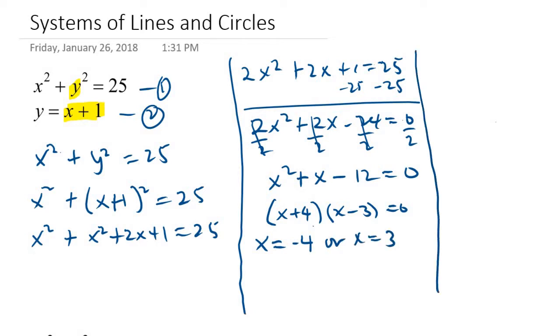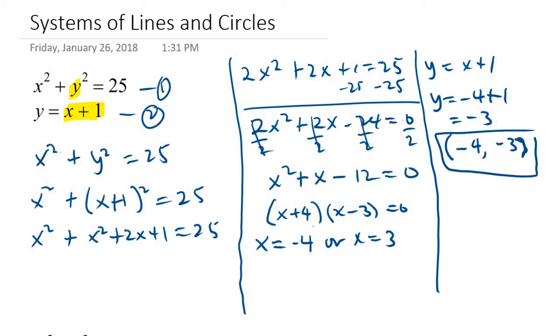The last step is to plug these x values into one of the equations. So we're going to plug it into the easier one, y equals x plus 1. We'll plug in the first case, x equals negative 4. y equals negative 4 plus 1, which is negative 3. The coordinate will be when x is negative 4, y equals negative 3.